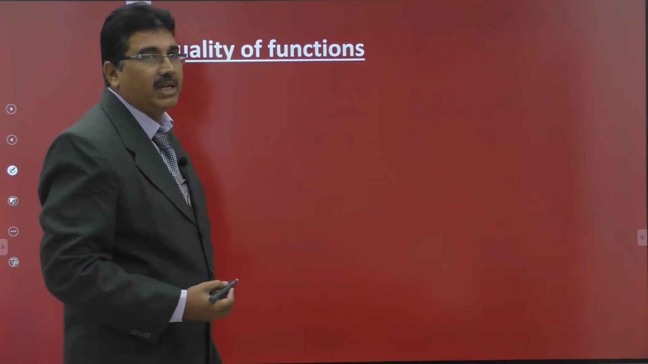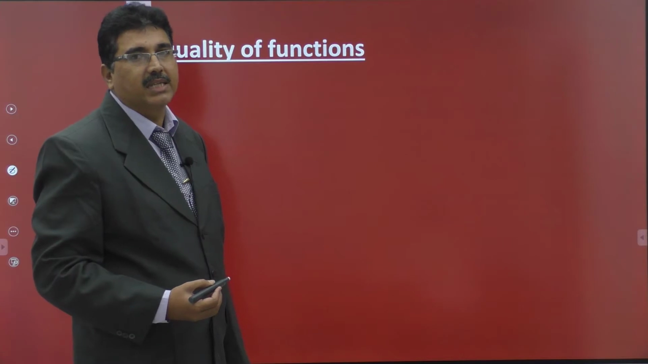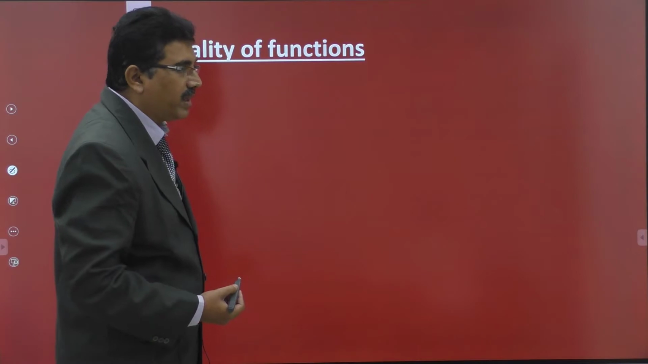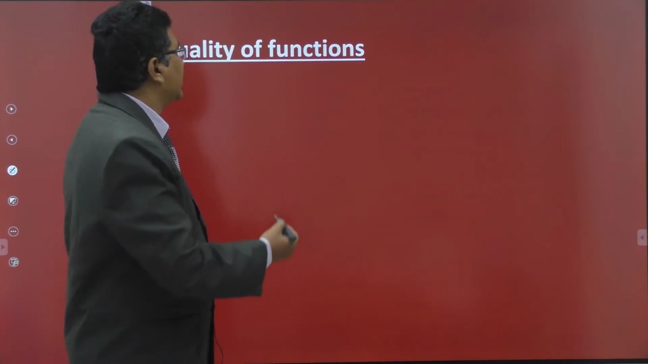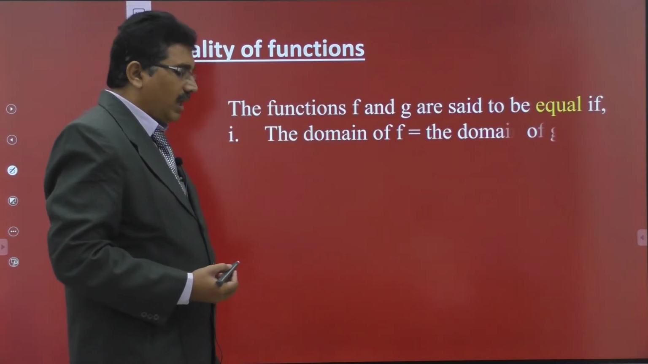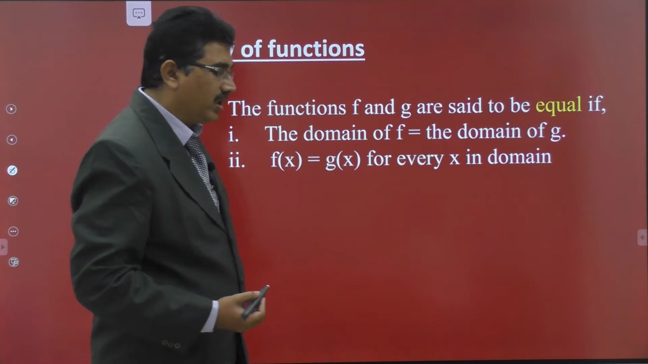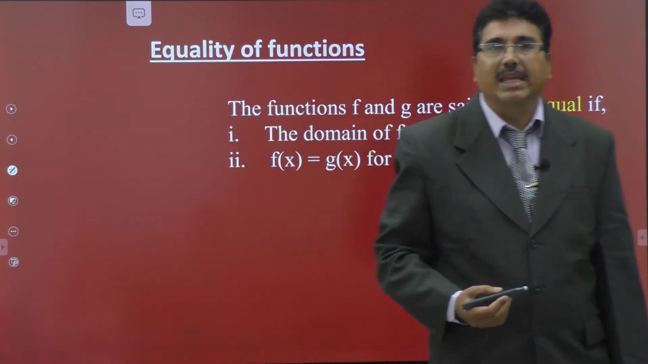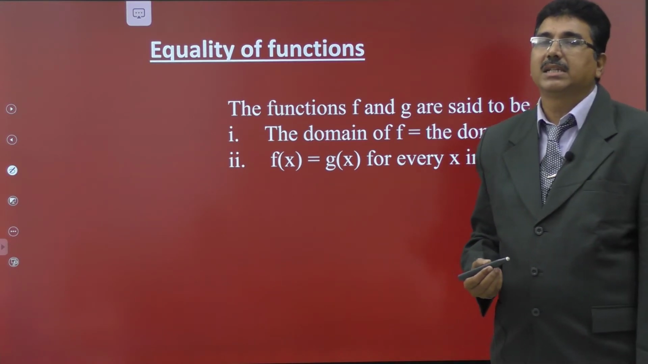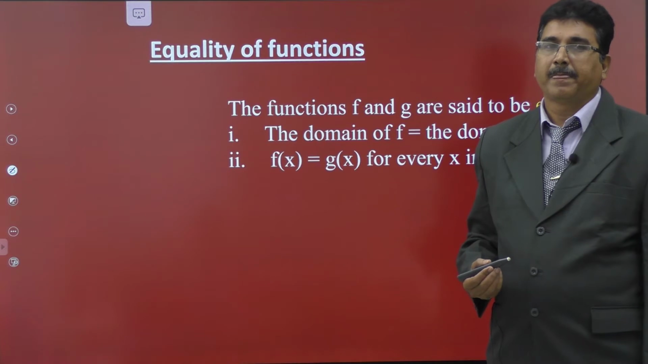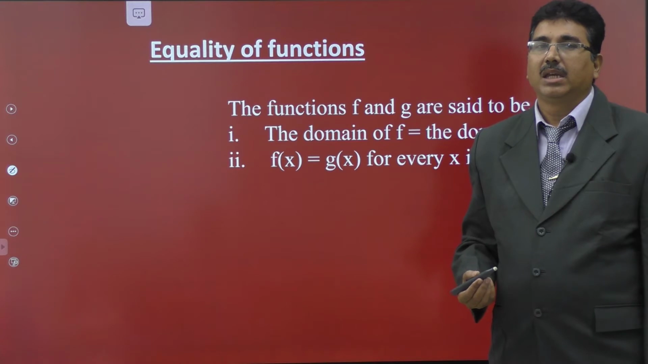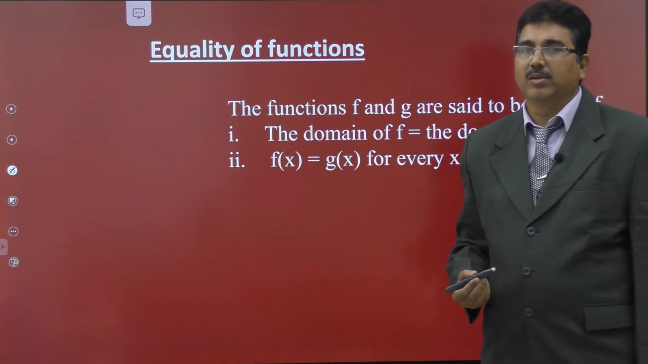Now see when we say that two functions are equal. See what the conditions are. We are already familiar with when two sets are equal. Can you explain when we say that two sets are equal? If the elements of each set are the same, then the two sets are equal.